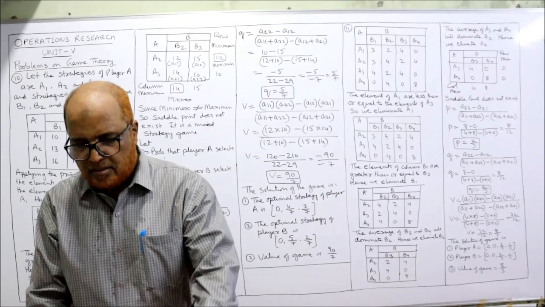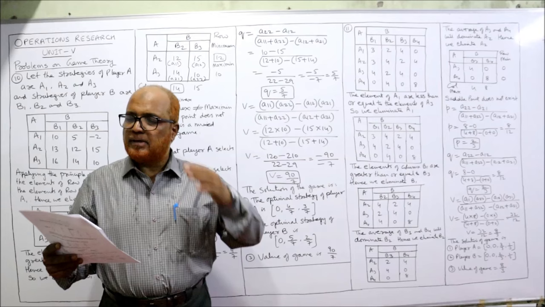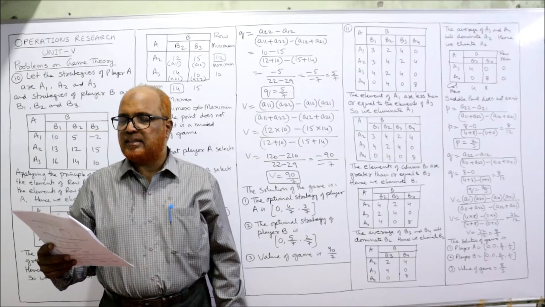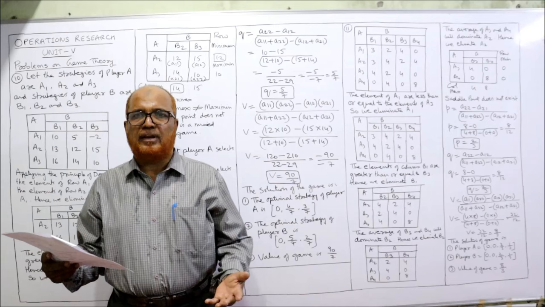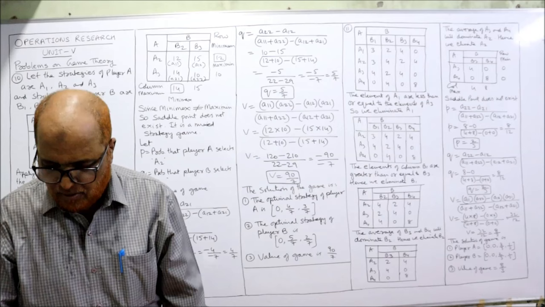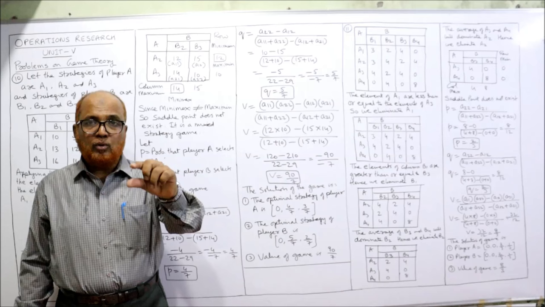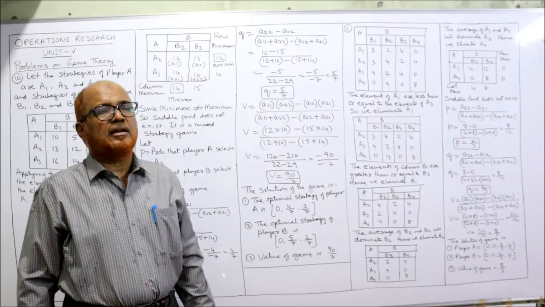Now, see problem number 11. Reduce the following 4x4 zero-sum game to 2x2 order and obtain the optimal strategies for each player and the value of the game. Player A is given A1, A2, A3, A4, and player B has B1, B2, B3, B4. It's a 4x4 matrix. First of all, we have to apply the dominance principle to reduce the matrix to 2x2, because the problem is asking you to reduce it. Here, some more new points are there, so give more concentration here.